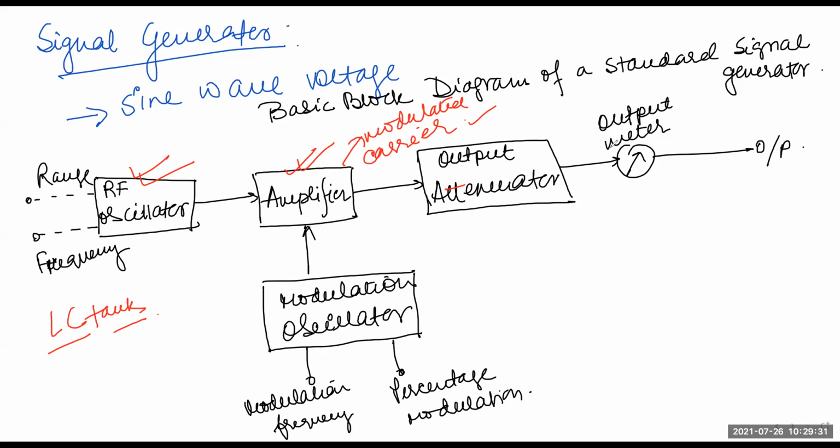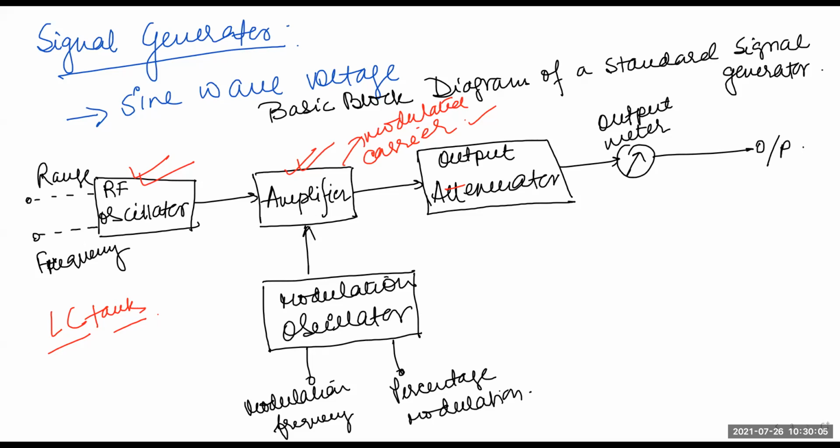Ma'am, would you please explain the role of the output attenuator? Okay, output attenuator. See, what is the input of the attenuator? Can you tell me? Modulated carrier signal. Yes. First you have to understand what an attenuator is. An attenuator is a device that reduces the power of a signal without distorting the waveform.